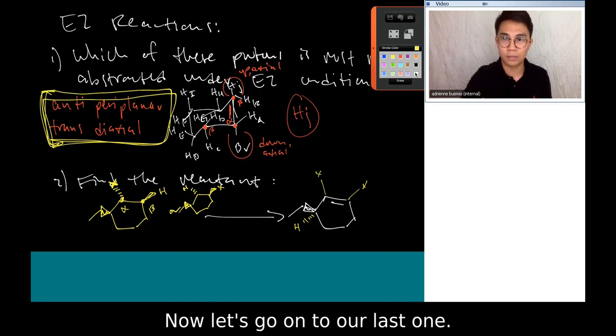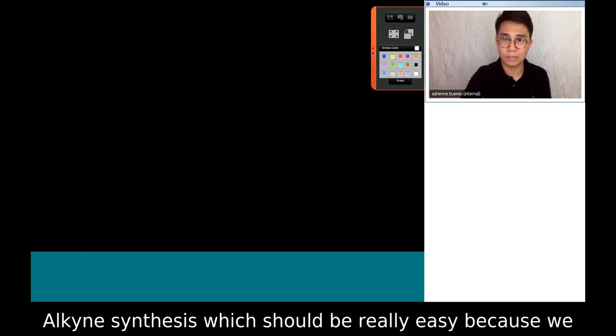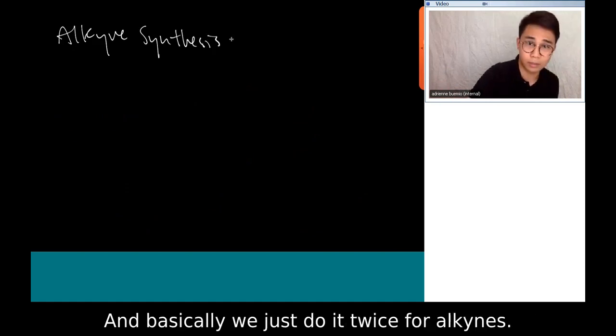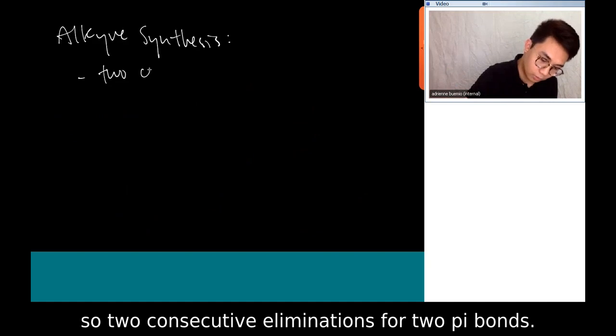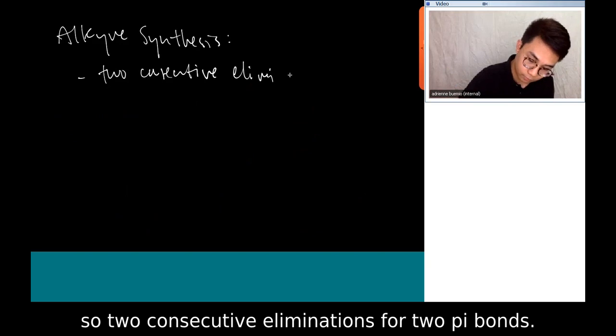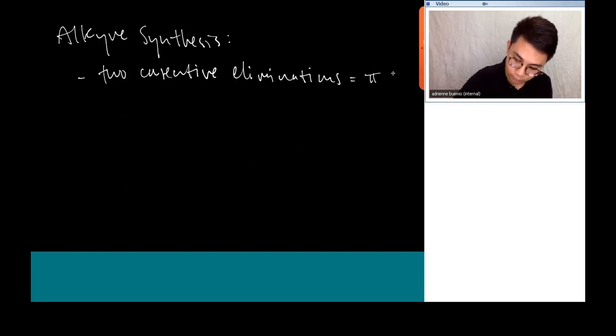Now let's go on to our last one, alkyne synthesis, which should be really easy, because we know how to make alkenes, and basically we just do it twice for alkynes because we're making two pi bonds, right? So two consecutive eliminations for two pi bonds. Pi times two.